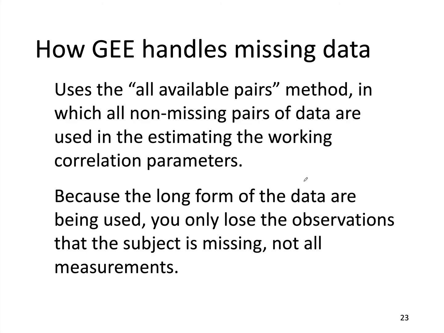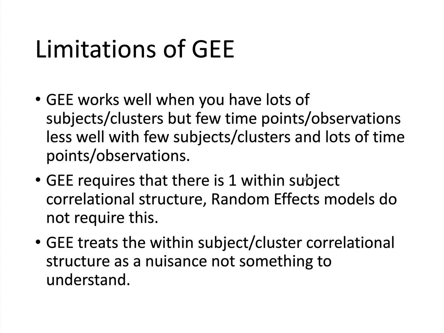Because in the long form, you only lose observations that the subject is missing, not all measurements. So even if there's one measurement missing, say person 2 has measurements 1, 2, and 4 but is missing 3, you still get all of the pairwise associations. You still use all of the data, and so that's good. So it's a really robust way of handling missing data because you don't do pairwise deletion. So there are a lot of benefits to generalized estimating equations, but there are also limits to generalized estimating equations.